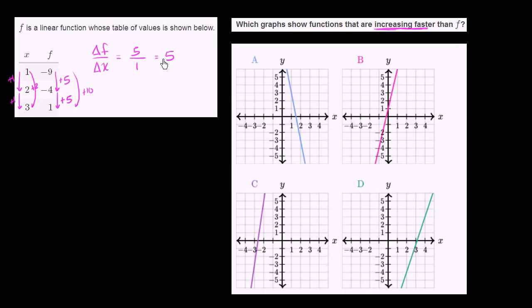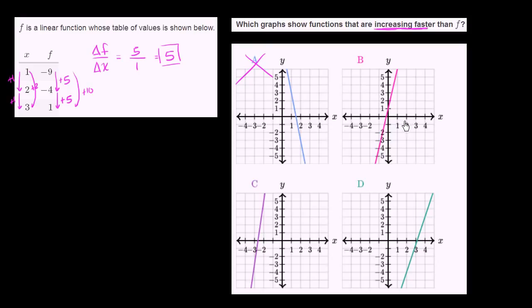So either way, the slope or the rate of change of the vertical axis with respect to the horizontal axis is 5 for f. Now let's see which of these increase faster. Well, A isn't even increasing, so A is decreasing. As x increases, y is decreasing. So that definitely can't be the case.